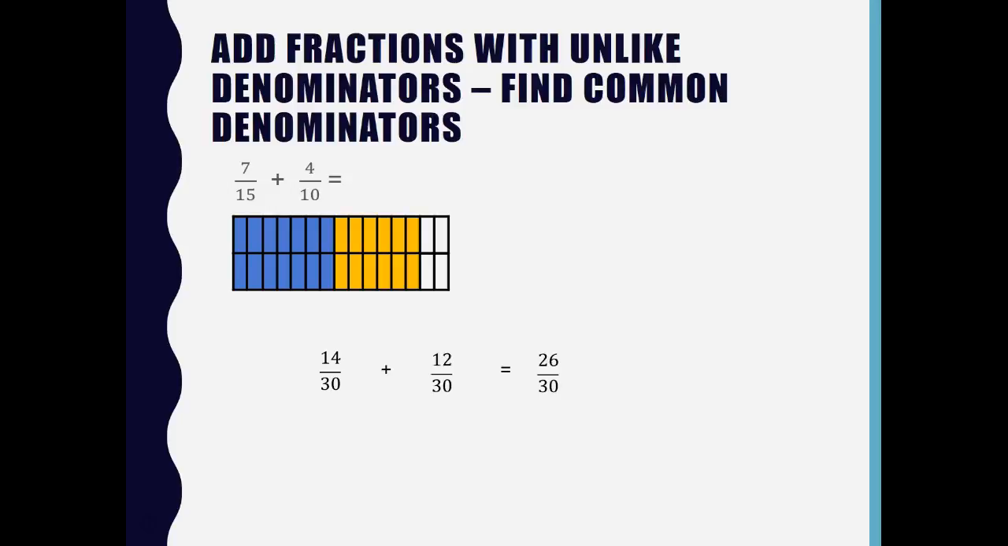So we could take those yellow pieces and move them to 7/15. So we have 14/30 plus 12/30 equals 26/30.